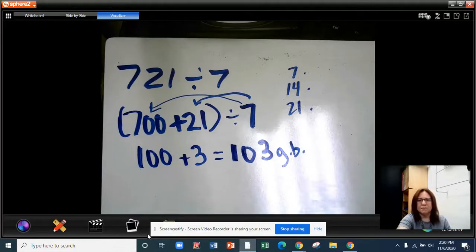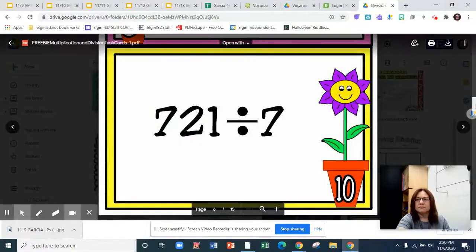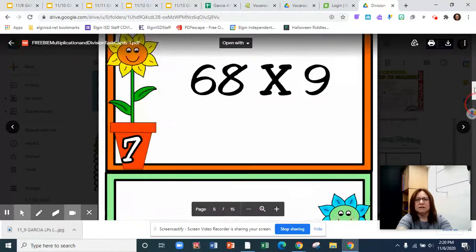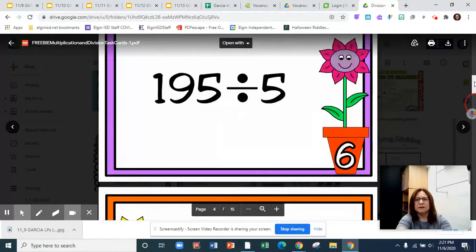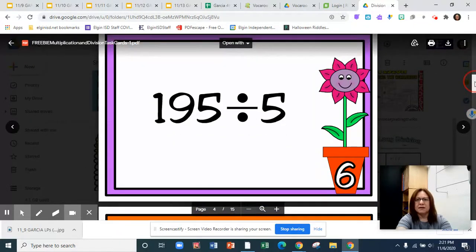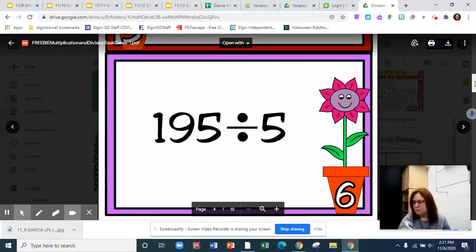Let's try another one. Let's see here. Oh, that's a big one. Maybe we can do that one next. Okay, let's do this one. 195 divided by 5. Can you make up a word problem to go with that?